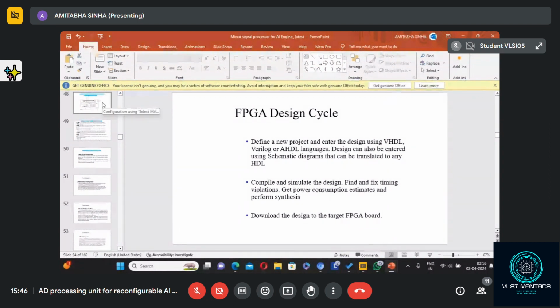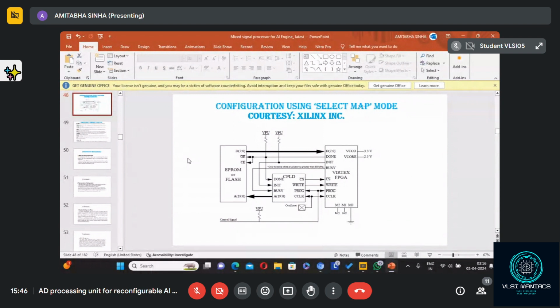Sir, we can download it directly from the CPU or in any EEPROM or flash. Yes, in the flash. So that means you have to program the flash memory.